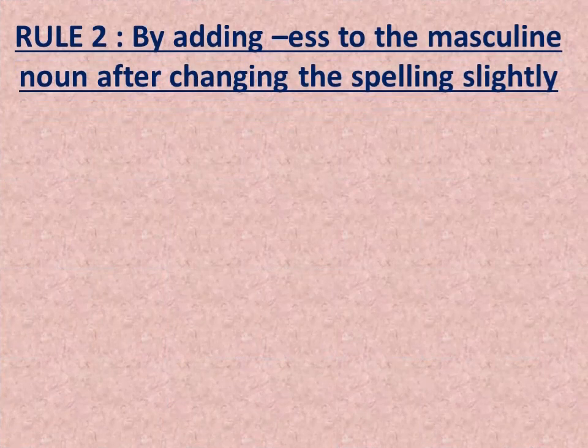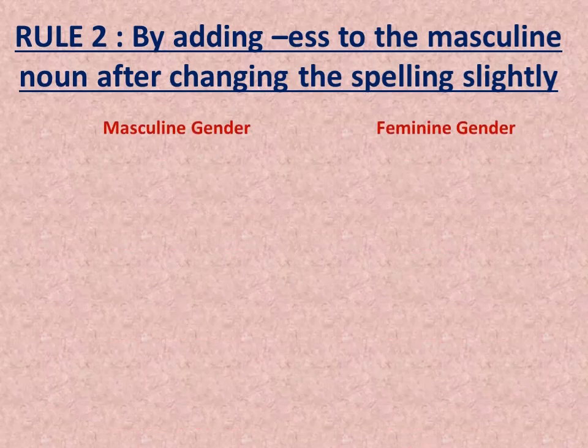Rule number 2. By adding ESS to the masculine noun after changing the spelling slightly. So this I will explain with one example. So here waiter, it's a masculine gender. So I want to write the feminine gender of this waiter. So for that, according to this rule, I am eliminating that E from the waiter and adding ESS like this.